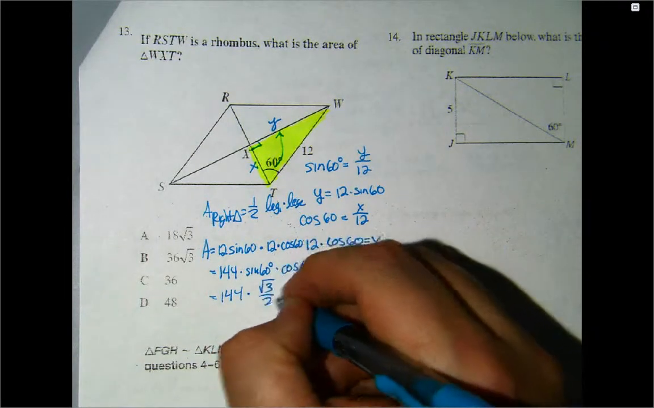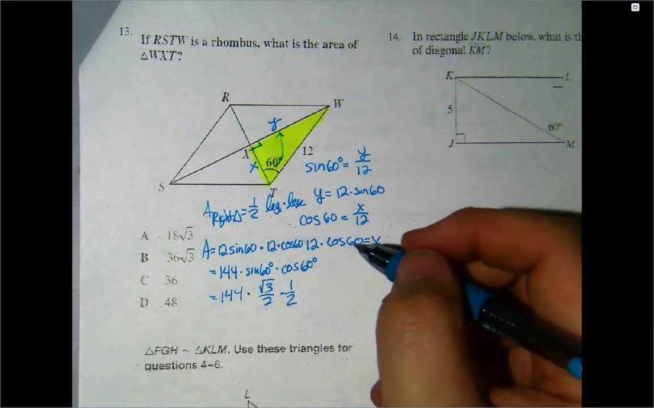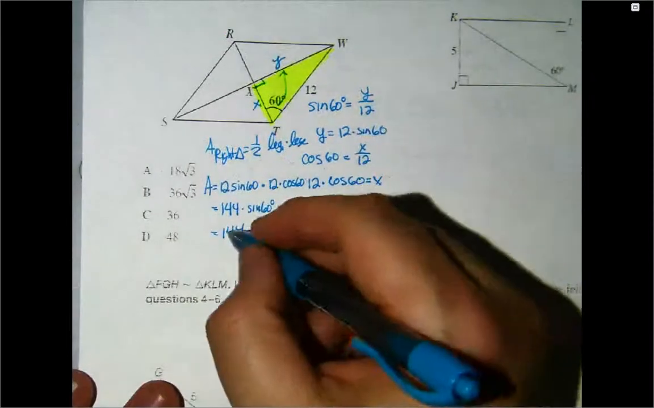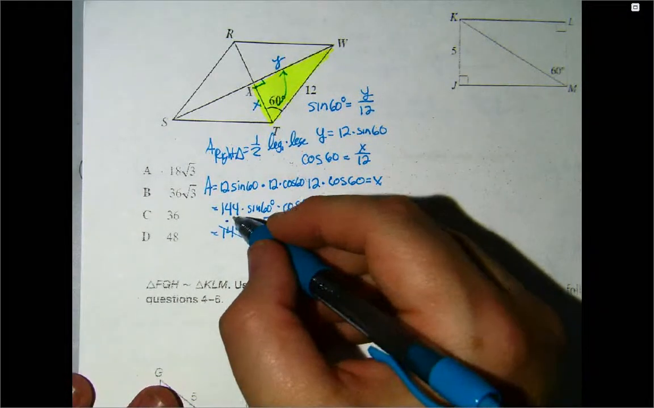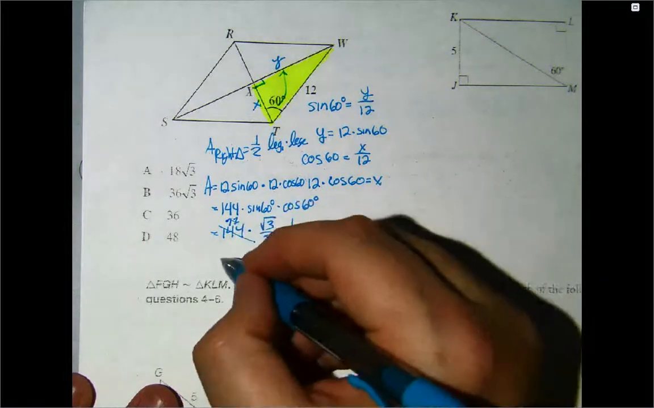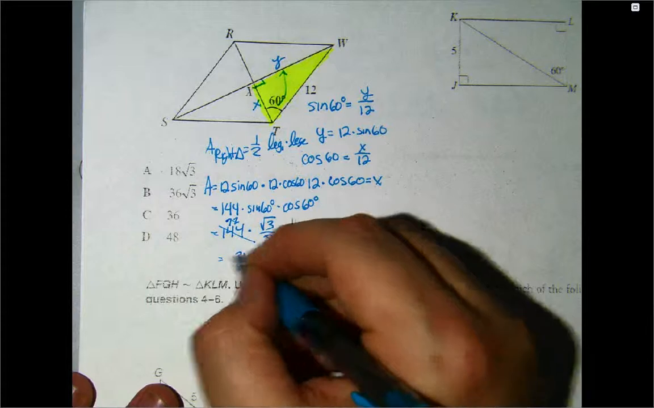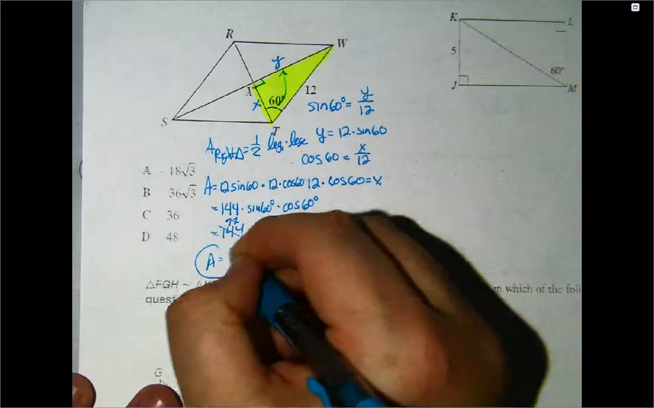2 goes into here, what, 72 times? Then 2 goes into there again, 36. So this is 36 times the square root of 3. So that's my area. And that's just saying that the sine of 60 is equal to the square root of 3 over 2. The cosine of 60 is equal to 1/2.